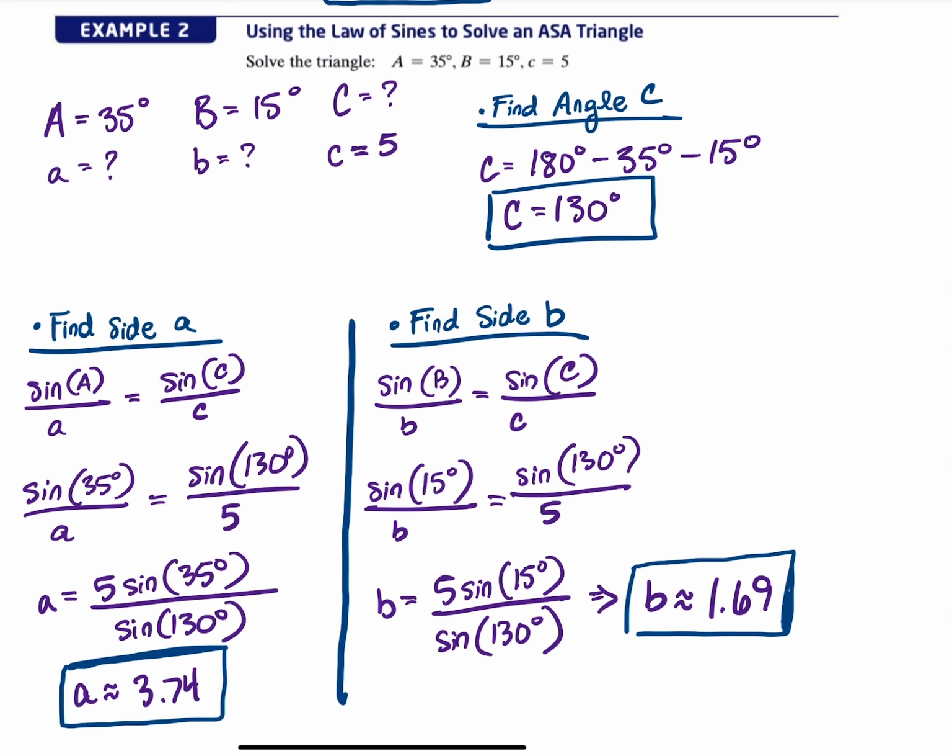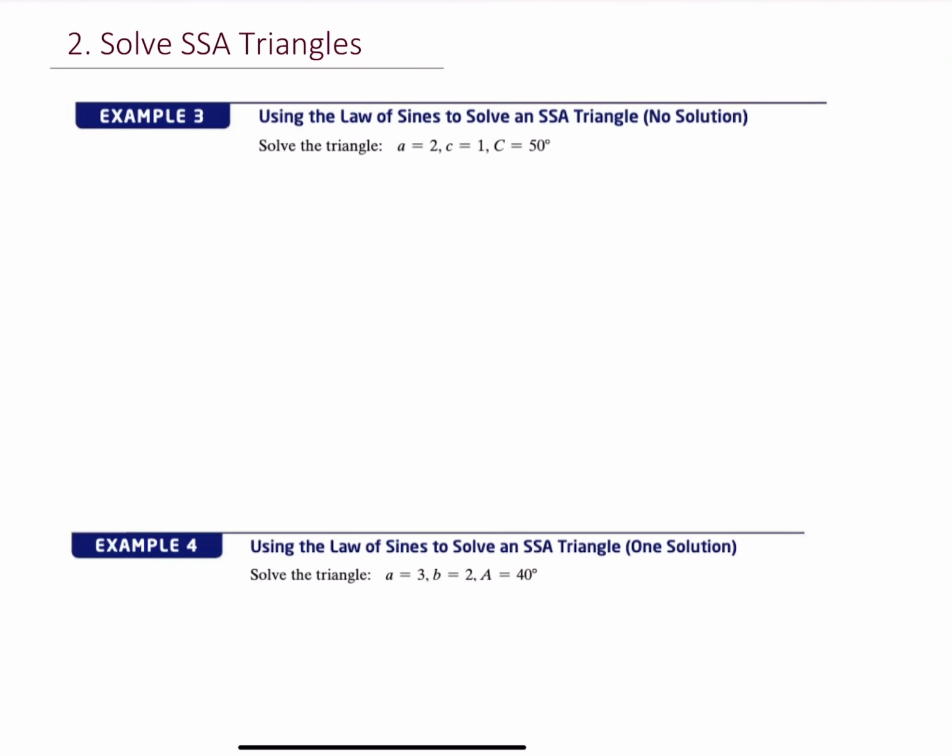So we found our missing angle by subtracting the others from 180. Then we found our two missing side lengths using the law of sines. So similar to our last one, that's if you're given two angles and a side length. So how about if we're given two sides and one angle? We'll call this an SSA triangle. This can produce some peculiarities. We have some special cases here, and we'll see how that will come up.